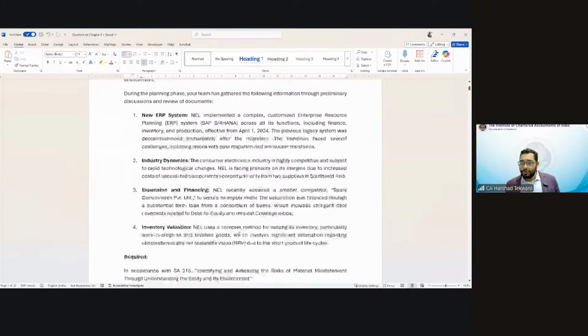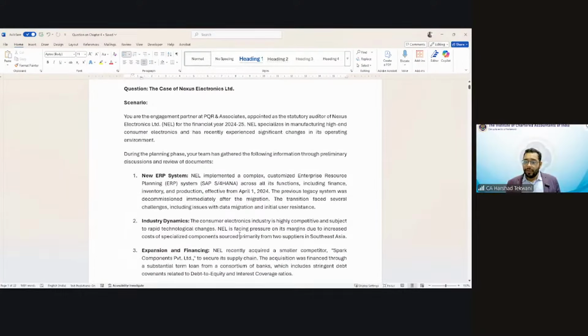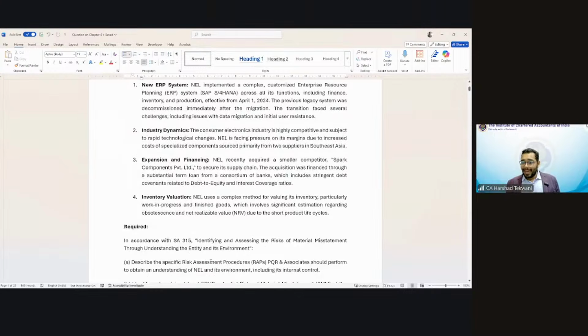Clear? Any doubt with this part? Any doubt with question number one, that is, describe the specific risk assessment procedures that will be performed to obtain the understanding of the entity.